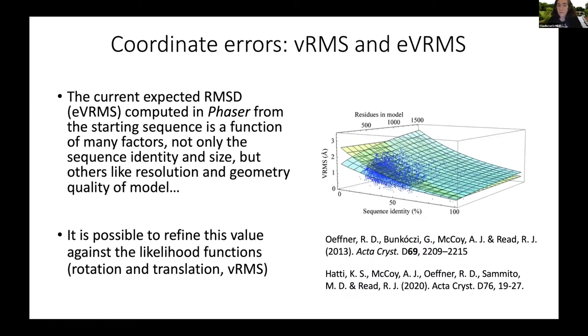The expected RMSD is a function of the sequence identity, but it also takes into account the size of the model, because the size affects the way the deviations behave. Others also contribute, like the resolution at which the model was determined and the geometry quality. All of the description of these factors you can find in this couple of papers. What is more important is that this can be estimated and that it can be refined against the likelihood functions, and this is relevant for our discussion.